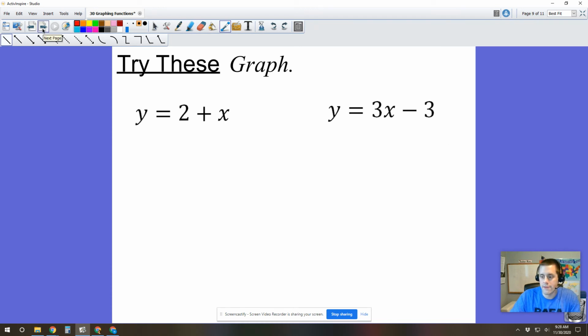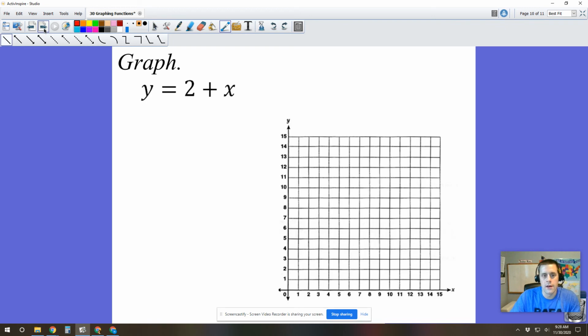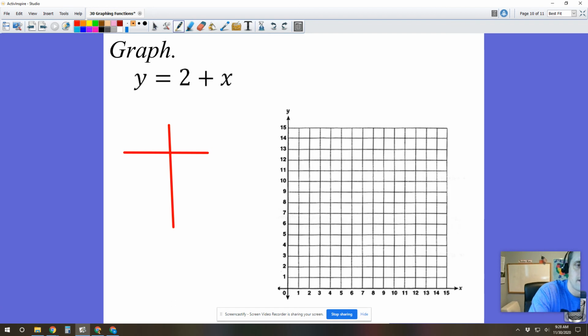Okay, hopefully you gave yourself enough time to graph both of these functions. So let's check your work and see how you did. Our first function, y equals 2 plus x. So I'm going to start by making my function table. My input value is x. My output value is y. I'm going to input a 0.